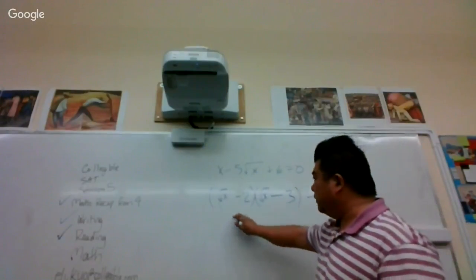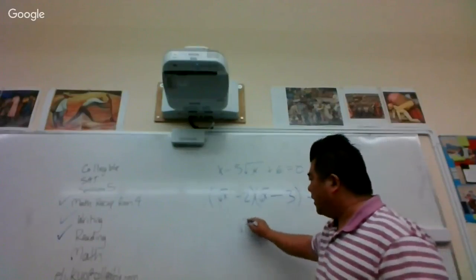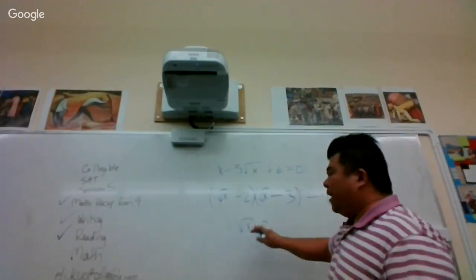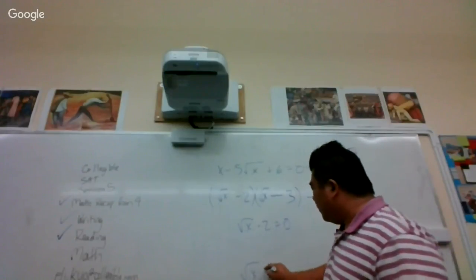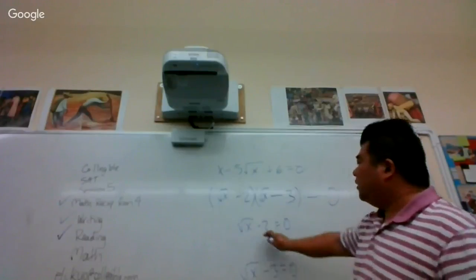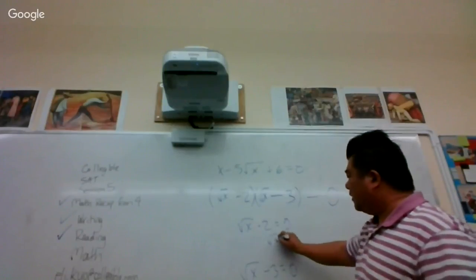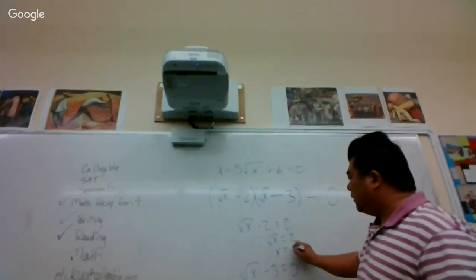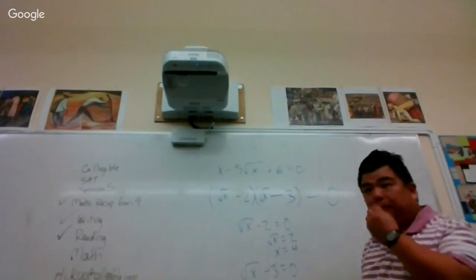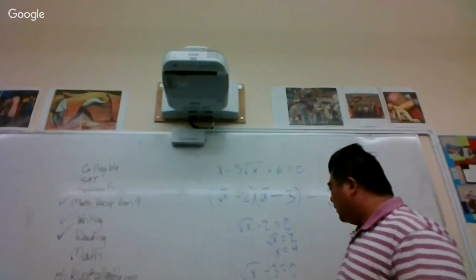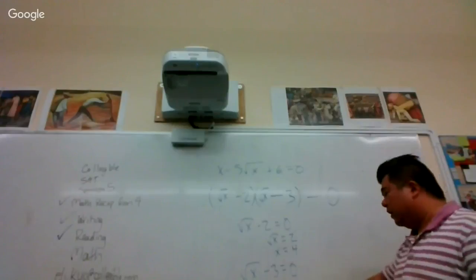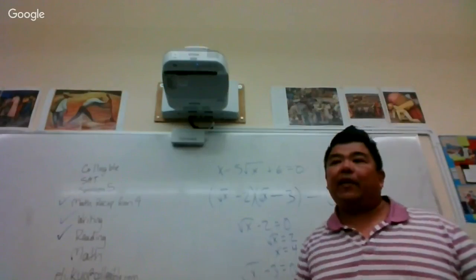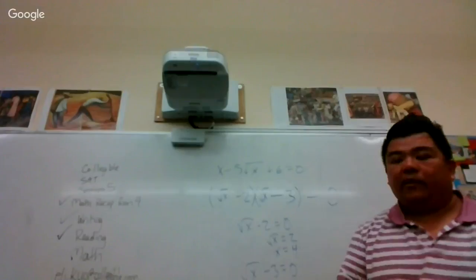Well, this is what we do. You set them equal to 0. So you've got square root of x minus 2 equals 0, and you have square root of x minus 3 equals 0. You move this over, so square root of x equals 2, x equals 4. Or you do the same thing here, square root of x equals 3, x equals 9. So that's how you get the answer. If we didn't have any answer choices, that's how I would do that problem. Good?